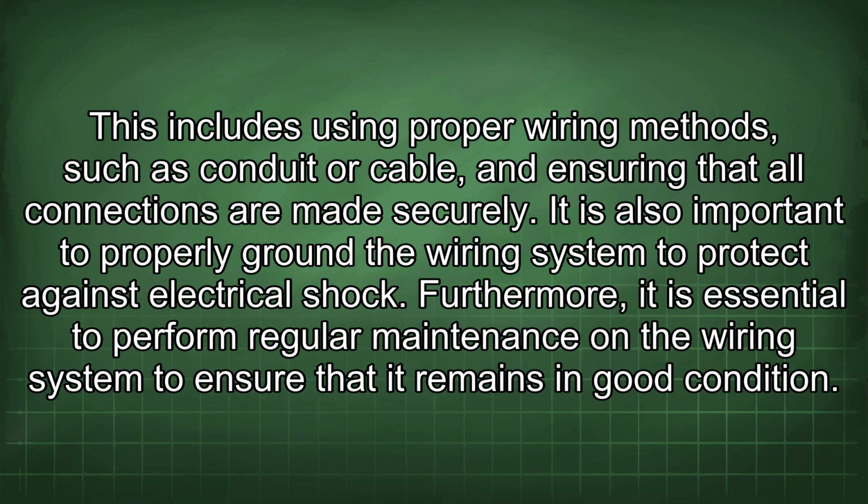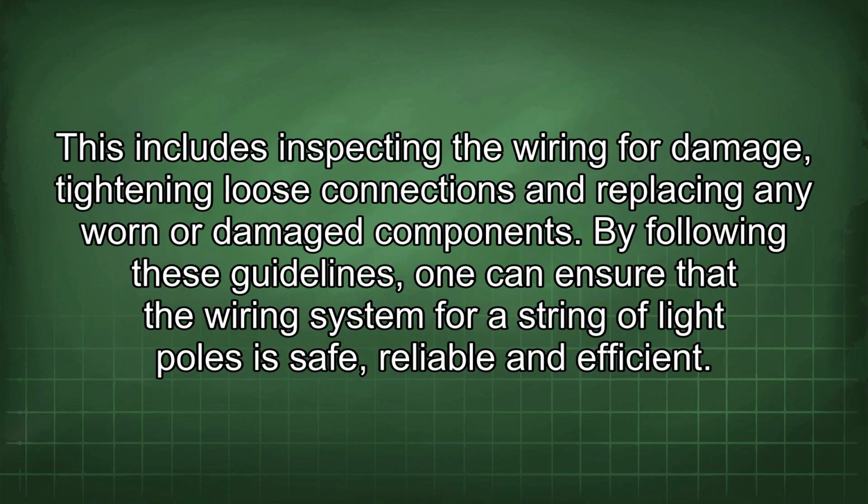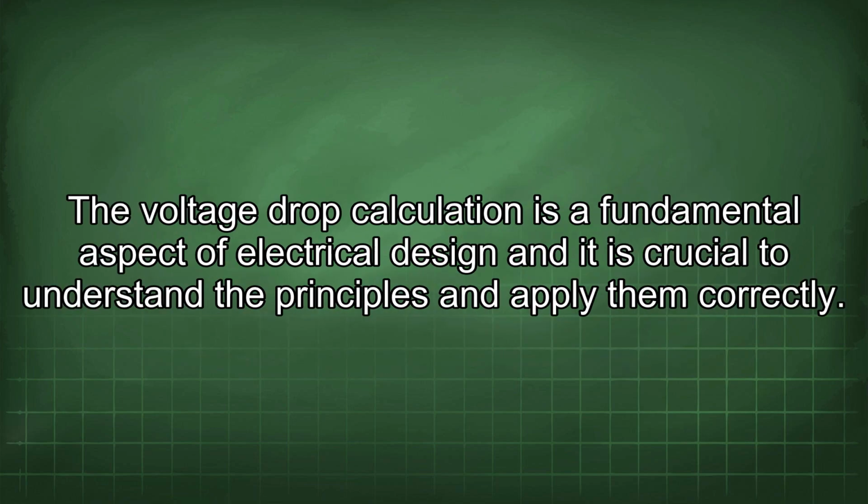Furthermore, it is essential to perform regular maintenance on the wiring system to ensure that it remains in good condition. This includes inspecting the wiring for damage, tightening loose connections, and replacing any worn or damaged components. By following these guidelines, one can ensure that the wiring system for a string of light poles is safe, reliable, and efficient. The voltage drop calculation is a fundamental aspect of electrical design, and it is crucial to understand the principles and apply them correctly.